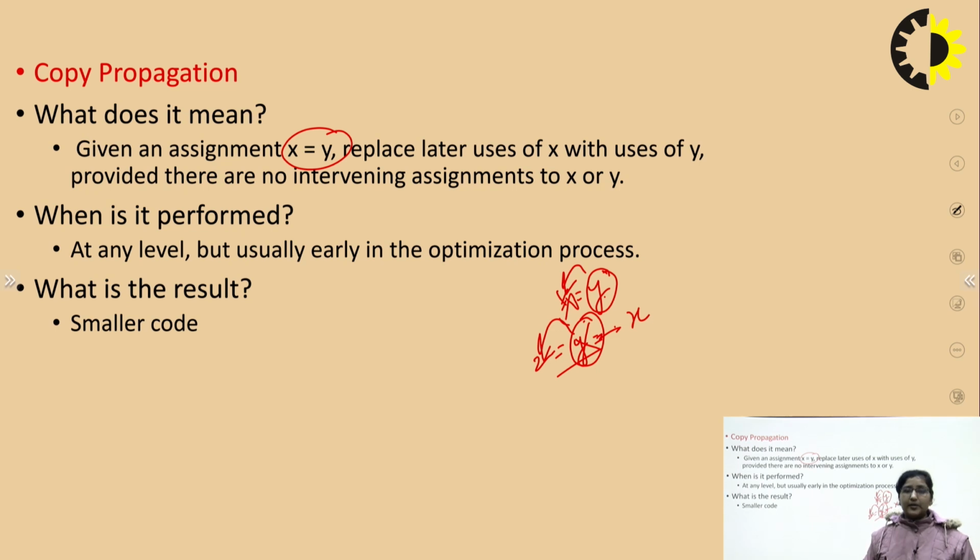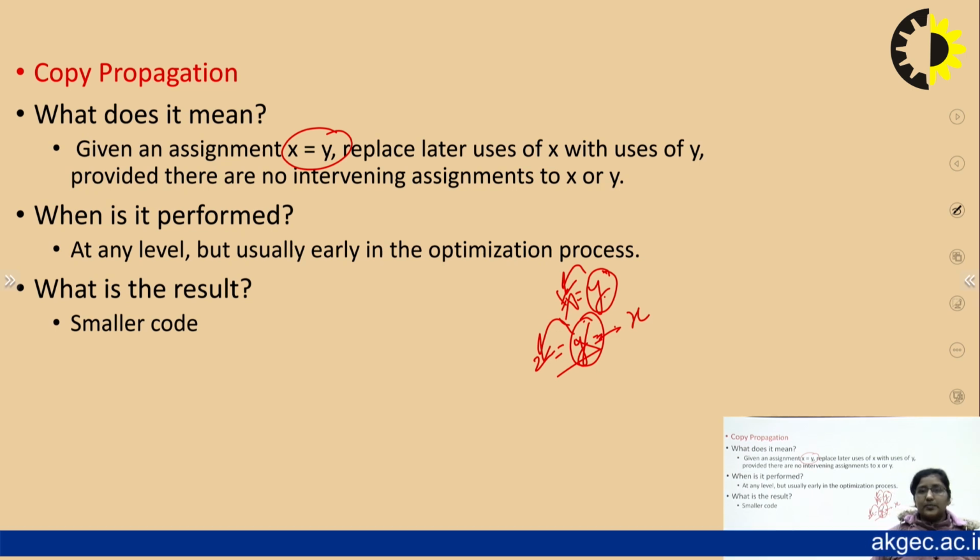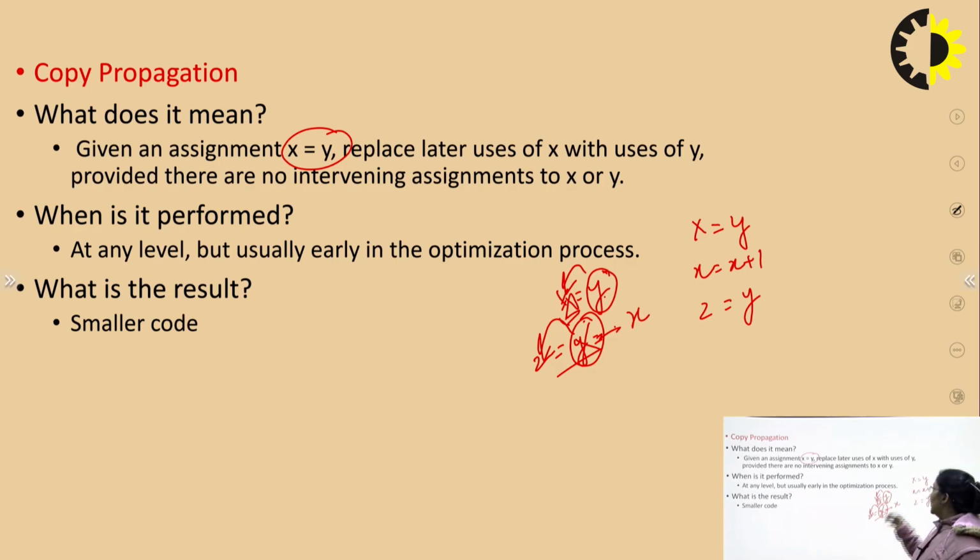But till where it is possible? It is only possible till the time the value of x is not changed. For example, if I had written over here x = y, then suppose x = x + 1, and then I am writing over here z = y. This is the code. Now, x is currently holding the value of y. I had changed the value of x. So, if I write over here z = x, so will that work? No, it will not work.